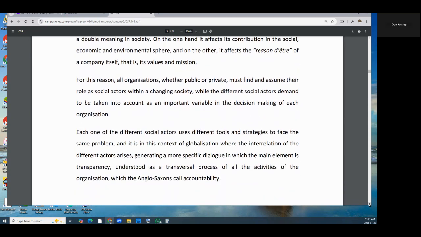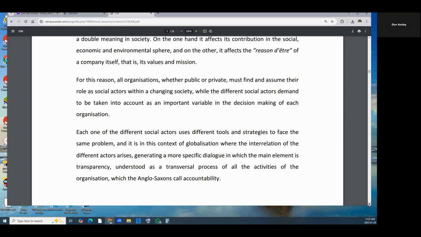For this reason, all organizations, whether public or private, must find and assume their role as social actors within a changing society, while the different social actors demand to be taken into account as the important variable in the decision-making of each organization. Each one of the different social actors uses different tools and strategies to face the same problem.